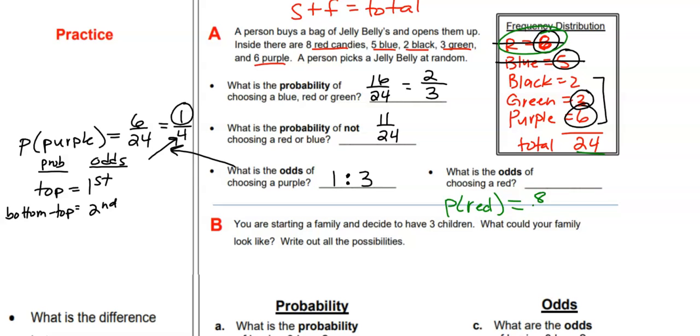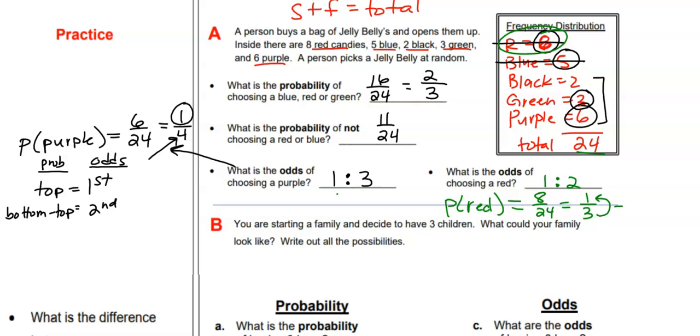Probability of red is 8 over 24. Both of those are divisible by 8, so we're going to get 1/3. And then we're going to convert that to odds. So the top number is the first number, and then the second number is bottom minus top. So 3 minus 1 is 2.